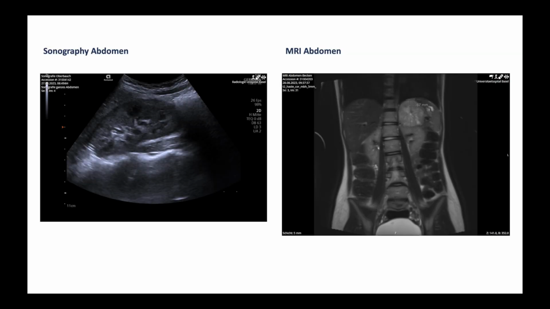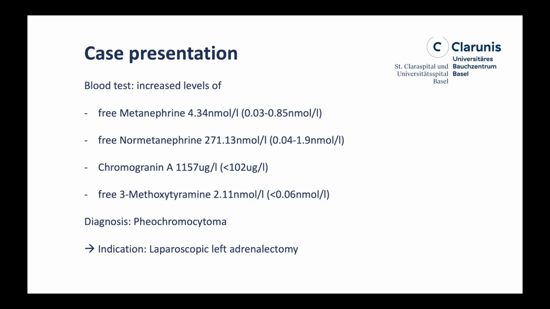Abdominal sonography and MRI showed a 6 x 6 x 6 centimeter inhomogeneous tumor of the left adrenal gland. Blood tests substantiated the suspected diagnosis of a pheochromocytoma, and the decision to perform a left laparoscopic adrenalectomy was taken.